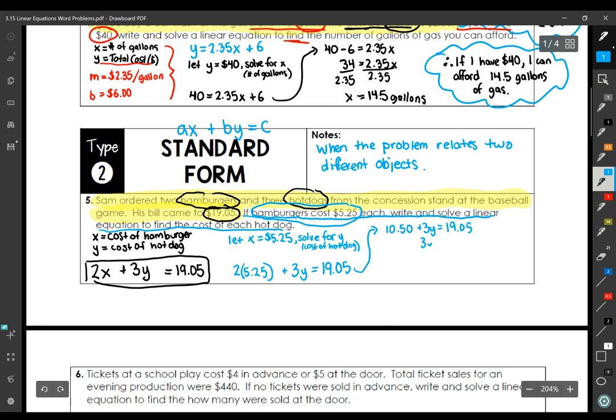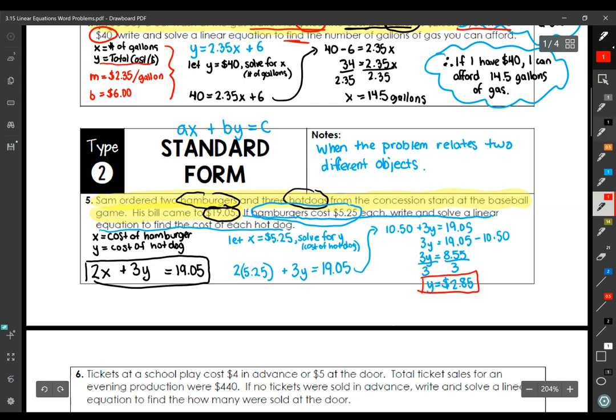We get 3Y is equal to 19.05 minus 10.50. So 1905 minus 1050, we get 855, or $8.55. Divide both sides by 3, and I get a hot dog cost of $2.85. Okay.